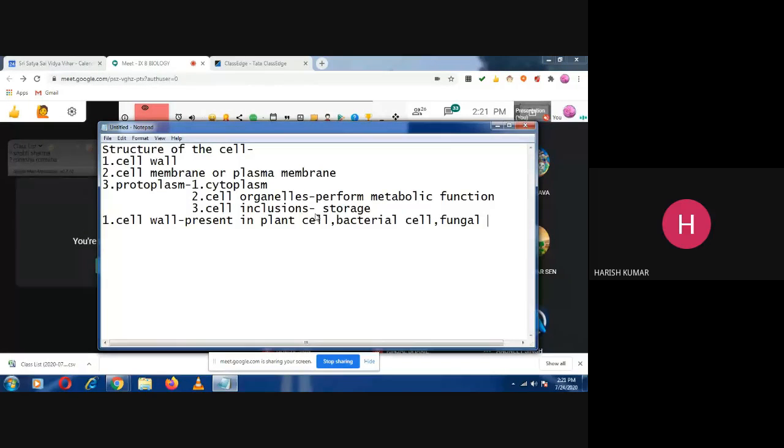Fungus cells, we are calling them fungal cells, so they will have the cell wall. Depending on this, you will find the cell wall is made up of different things. The plant cell wall is made up of what, do you know? Cellulose. Very good, cellulose. So you can write down: the cell wall present in the plant cell is made up of cellulose. Okay, now we'll see the other one, the bacterial cell.